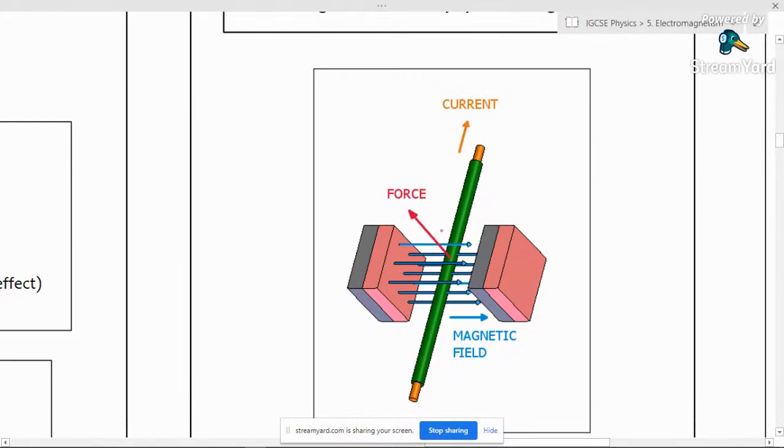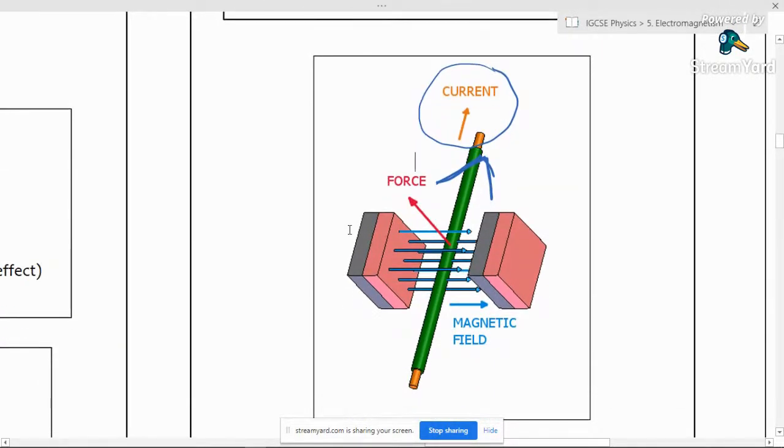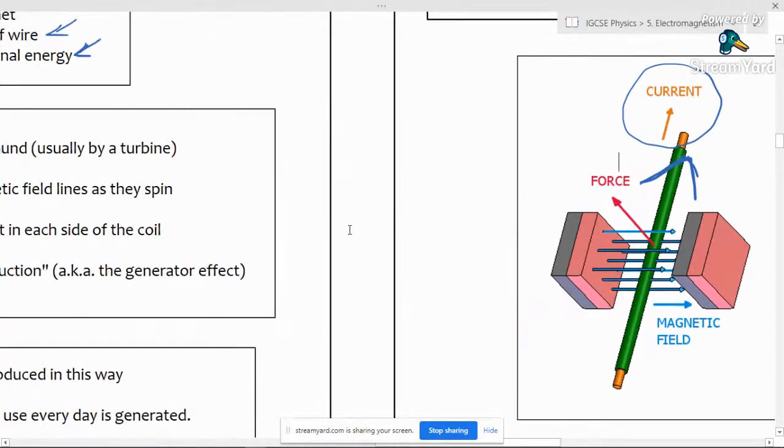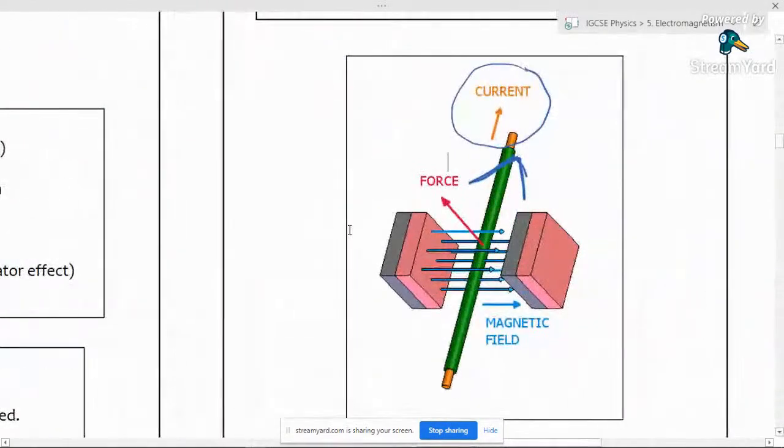So if you point your fingers to the right, same as those blue arrows, and you point your thumb upwards, you'll notice that the palm of your hand is then pointing in this direction, and that is the direction that the current is going to be pushed. So that is electromagnetic induction, aka the generator effect. And that's how rotating coil generators work. They use this principle.